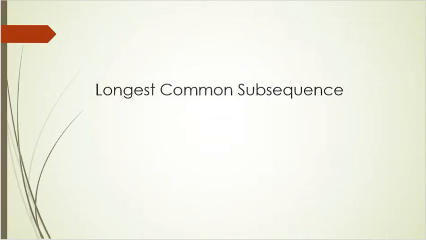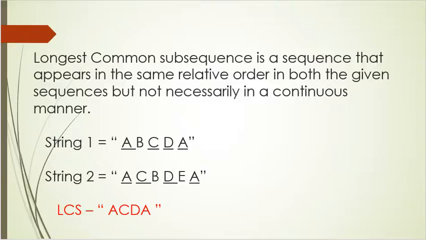Discuss a problem for longest common subsequence. This problem is actually to find a sequence that appears in the same relative order, and obviously that sequence does not need to be continuous in manner. For example, for these two strings, string 1 a b c d a and string 2 a c b d a, the longest common subsequence is a c d a, and you can check that ACDA is not in a continuous manner.